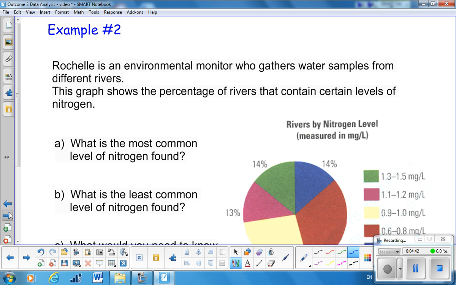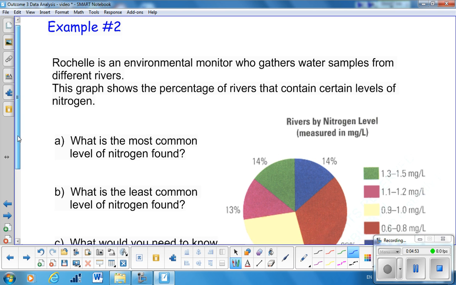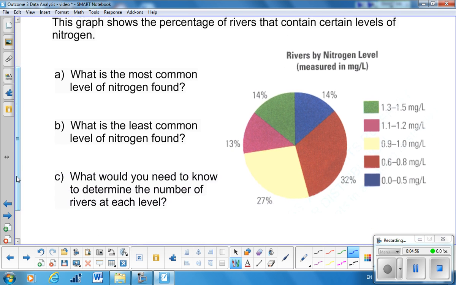Rochelle is an environmental monitor who gathers water samples from different rivers. This graph shows the percentage of rivers that contain certain levels of nitrogen. Once we have a circle graph, we can use it to answer many questions. It says, what is the most common level of nitrogen found? The most common level is going to be whichever one takes up the biggest piece of the circle. And so it would be this orange piece over here, or 0.6 to 0.8 milligrams per liter.